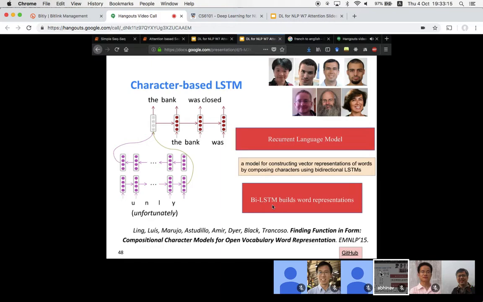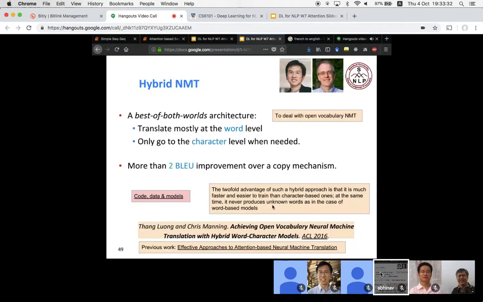The model, they just briefly talk about this model because I think intuitively you should do things on the character level and use an LSTM to build the word representation. And they talk about all these different papers. Their work is to promote their own work, because it was most likely the state of the art at the time.